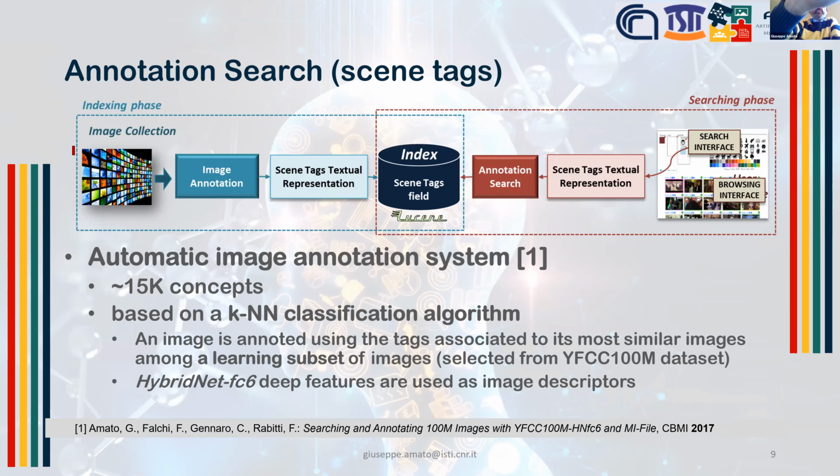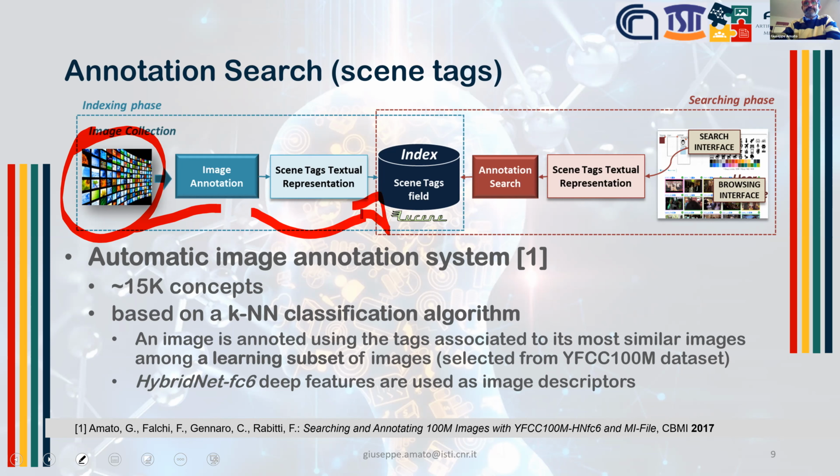You have a keyframe extracted from a video. It goes through an image annotator, which generates a list of tags. Those tags are conveniently represented in such a way that they can be inserted in a text retrieval engine inside Lucene. And on the other side, when a tag is used for searching, this is also transformed in a convenient way in order to be sent to the index.